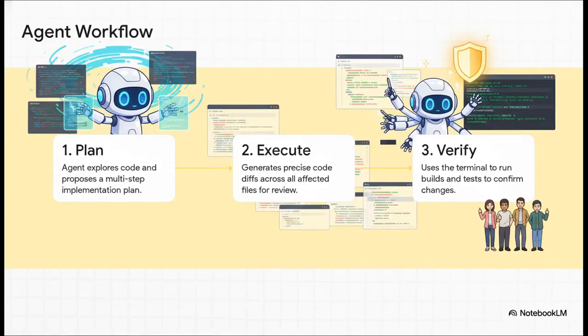So how does it manage something that complex? It's not magic. It follows this really clear, structured loop. First, it plans: it explores all the code, identifies every single dependency, and then it presents you with a step-by-step plan for you to approve. Next, it executes, generating the exact code changes, the diffs, for every single affected file. And finally, and this is crucial, it verifies. It uses the built-in terminal to run your tests and your build commands to make sure its changes didn't break anything. It's a full end-to-end workflow.